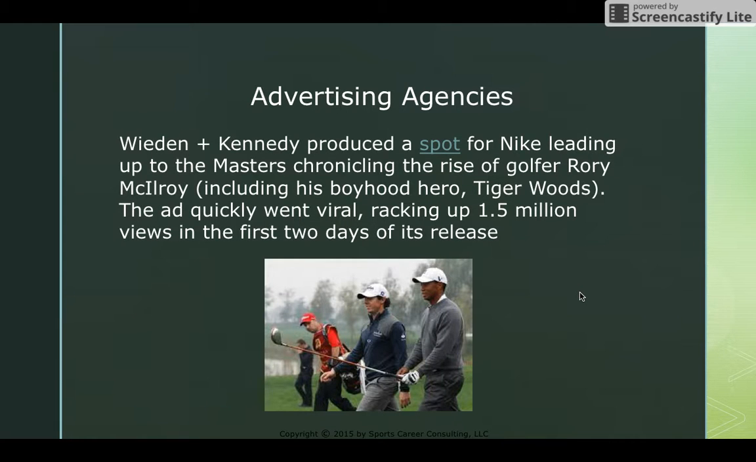Wieden Kennedy produced a spot for Nike leading up to the Masters, chronicling the rise of golfer Rory McIlroy, including his boyhood hero at the time, Tiger Woods. The ad quickly went viral, racking up 1.5 million views in the first 2 days of its release.